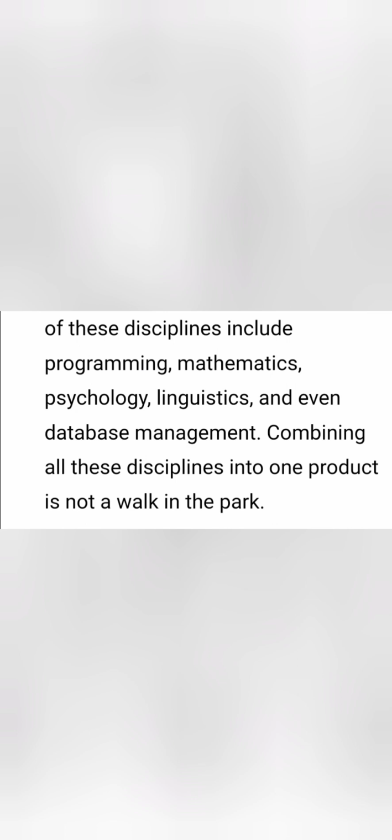So the question in your mind is, why is AI considered a difficult part of computer science? The first reason is that to learn AI, you will require a lot of cross-disciplinary approach, right? You should understand different disciplines, both theory as well as practical. You have to be good at programming, mathematics, psychology, linguistics, and even database management. Combining all of these disciplines into one product will make you a good AI engineer, which is not easy. That is why it is considered one of the toughest subjects in computer science.